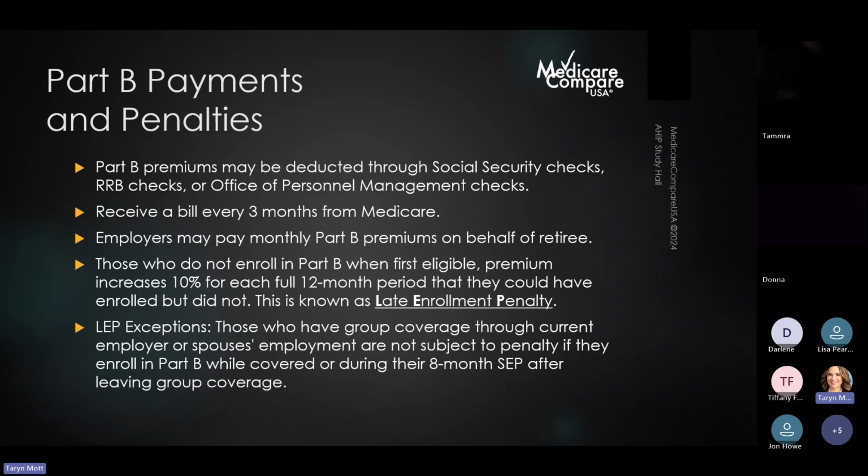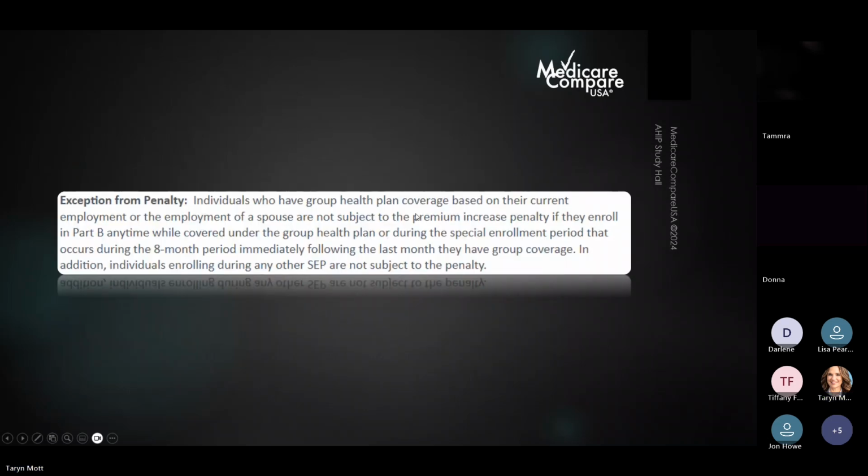Those who do not enroll in Part B when first eligible, premium increases 10% for each full 12-month period that they could have enrolled but did not. This is known as an LEP, late enrollment penalty. The exceptions are those who have group coverage through current employer or spouse's employment, who are not subject to penalty if they enroll in Part B while covered or during their 8-month SEP after leaving group coverage.